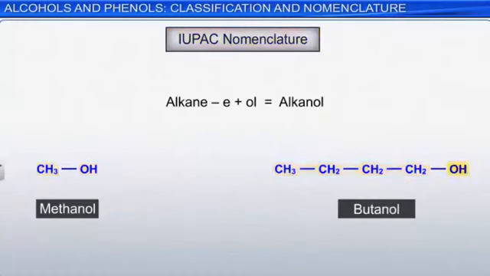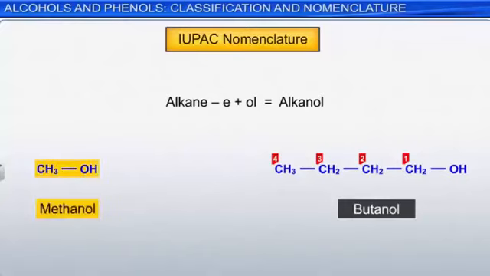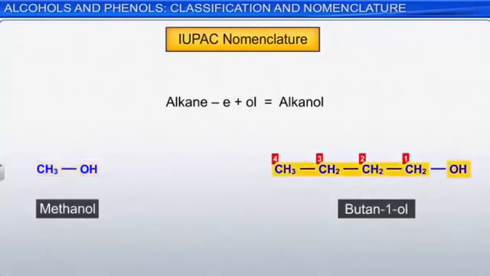The location of the hydroxyl group and additional substituents are indicated by using the numbers of the carbon atoms to which these are attached. Let's look at the same molecules we used a little while ago to learn about common names. In the IUPAC system, methyl alcohol with the formula CH3OH is called methanol. n-Butyl alcohol is called butan-1-ol.